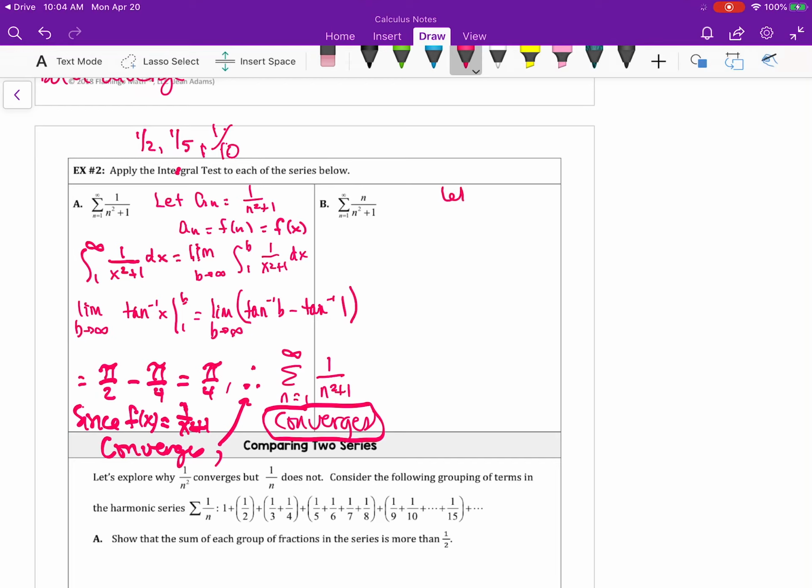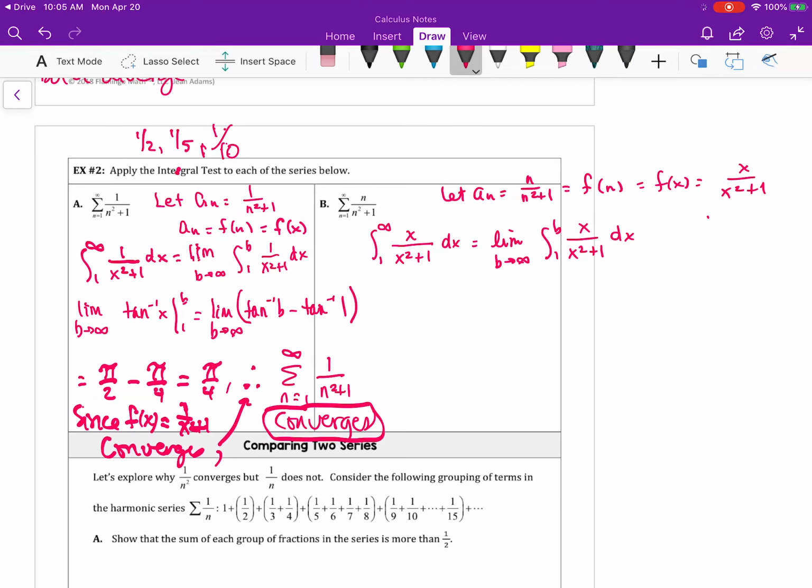Okay, and let's do B now, because your answer here was converges. And now we've got summation from n equals 1 to infinity of n over n squared plus 1. And we are going to let a sub n equal n over n squared plus 1 equal f of n equal f of x, x over x squared plus 1. You don't have to write all this out. I'm just trying to make it make sense for you. So don't worry about writing all that. You could go straight to, it's telling you to use the integral test, so I know I'm going to be doing the integral from 1 to infinity of this as a function, okay?